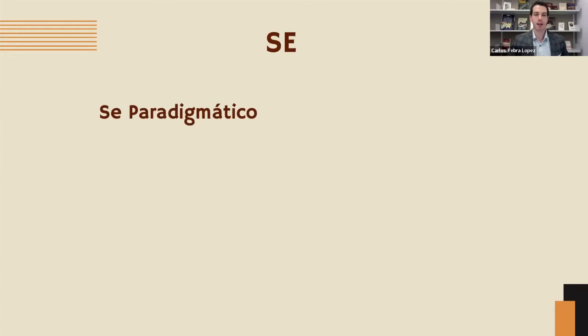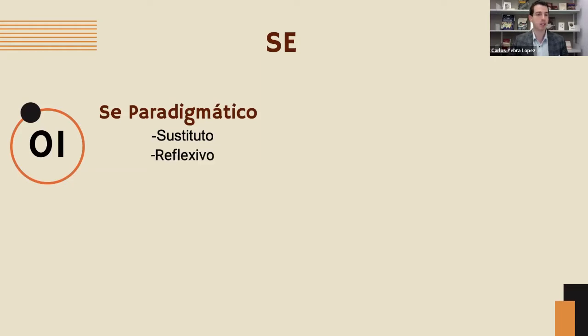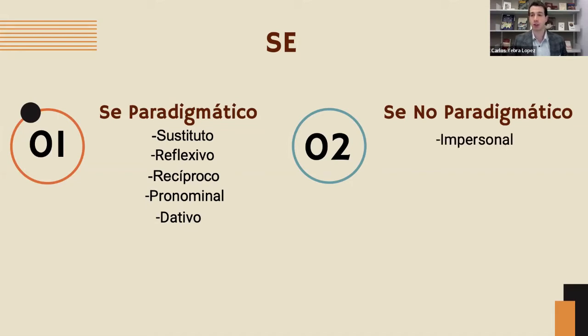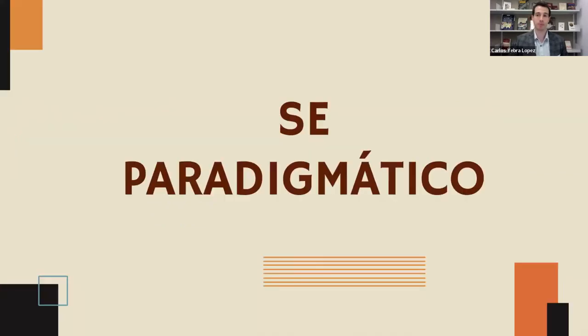Now, we have two main usages of se. We have the paradigmatic se and the non-paradigmatic se. Now, the paradigmatic se has in turn various usages. The first one is the use of se as a substitute or replacement. The second one is as a reflexive, the reciprocal se, the pronominal se, and the dative se. And the second type of se is the se no paradigmatic or the non-paradigmatic se. In this case, we can use it as an impersonal form of se or as a reflexive passive.